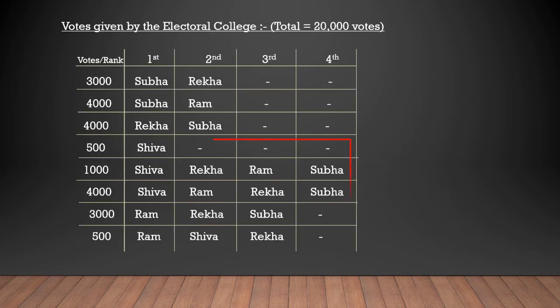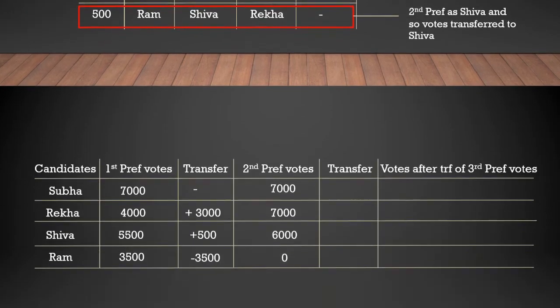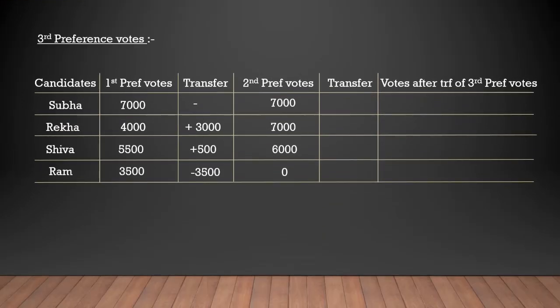Out of those 6,000 voters, 500 voters have not chosen any third preference. 1,000 voters have chosen Ram as their third preference. 4,000 voters have chosen Rekha as their third preference. And 500 voters have chosen Rekha as their third preference. These 500 voters are those who have chosen Shiva as their second preference and due to which the votes were transferred to Shiva.